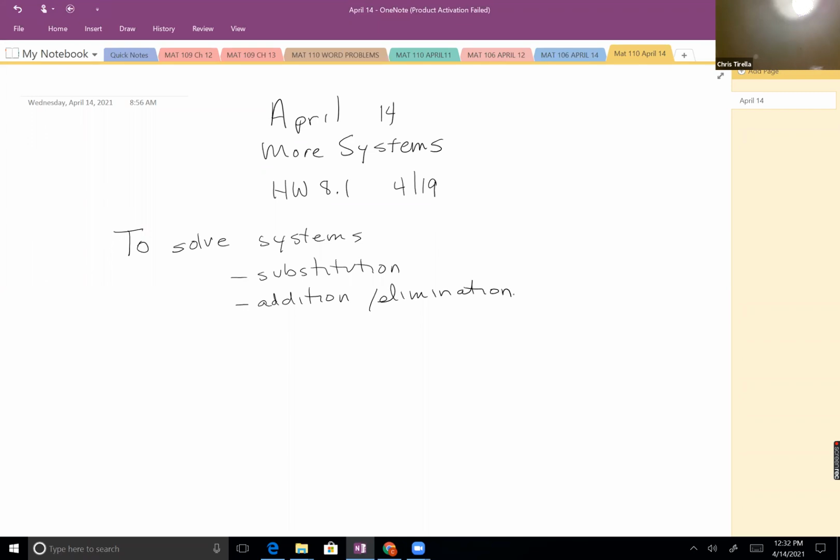Homework 8.1 involves solving systems of equations. Some they ask you to solve by addition, some by substitution, and there are quite a few application problems, word problems, which we will be looking at. Before we get started, has anybody started looking at any of the homework? Does anybody have any questions? Or for that matter, does anybody have questions on anything that we did in the notes last time?